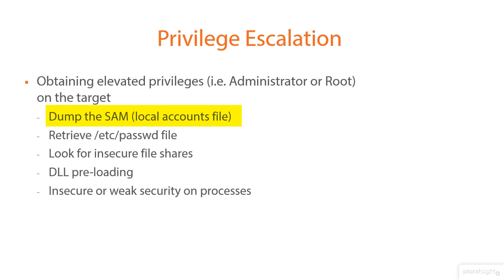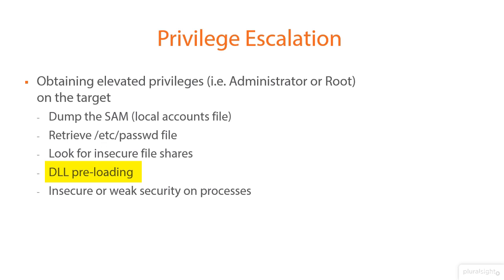We can either dump the SAM file, right, the Security Accounts Manager, the local accounts file on that Windows box. We could retrieve the password file, that's /etc/passwd, on a Linux box. We could look for insecure file shares, because a lot of times file shares will have sensitive information inside of them that we may be able to use to either brute force the password or may have a listing of passwords. Who knows, right?